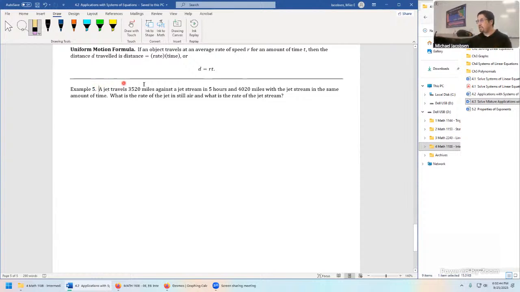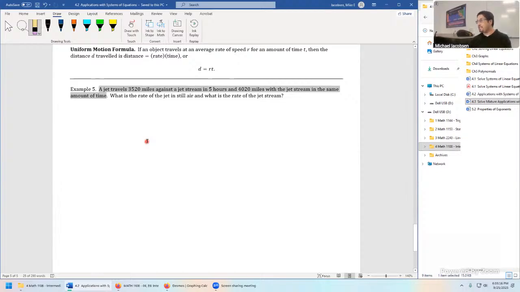We're told a jet travels 3,520 miles against a jet stream in 5 hours. The jet stream, just think of it as a river of air pushing the plane along or fighting against the plane when it's going against it. When it was going with the jet stream, the air was pushing the plane, and we're told it went further, 4,020 miles in the same amount of time, so still 5 hours. That's not a lot of information. It's all contained in one sentence.